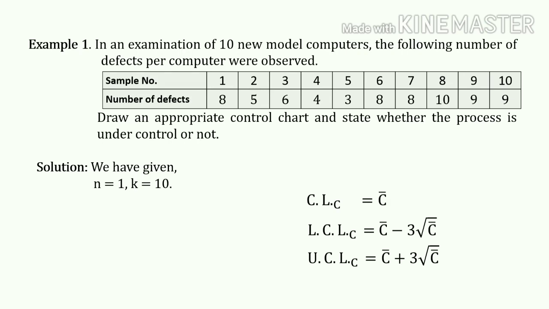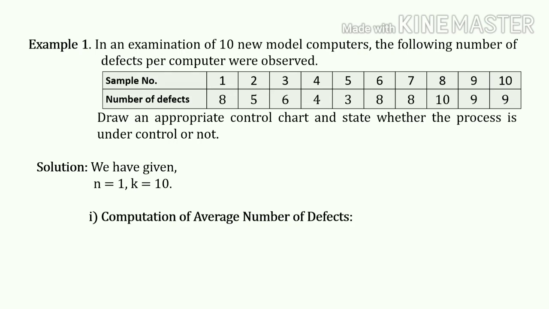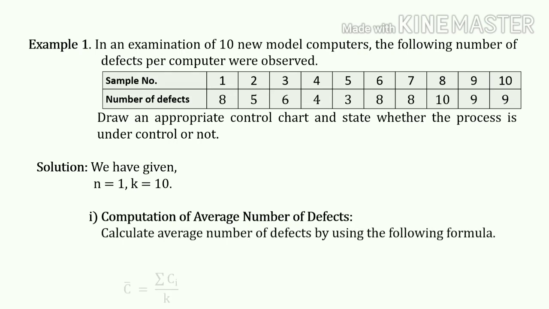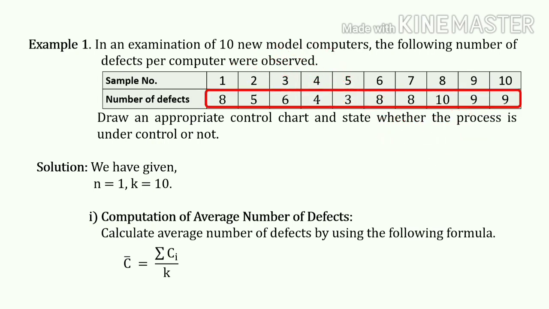To obtain the control limits for the C chart, we require the value of C bar. To obtain the value of C bar, we use this formula: C bar is equal to summation Ci divided by k, that is, the sum of all the number of defects divided by k. So the sum of all defects is 70, divided by k, which is 10. 70 divided by 10 is 7.